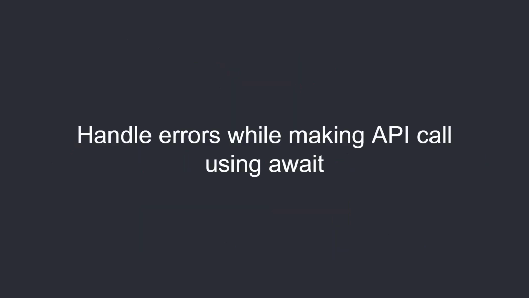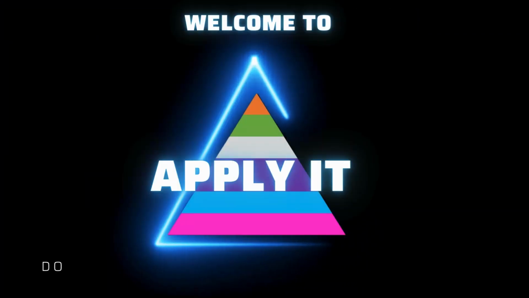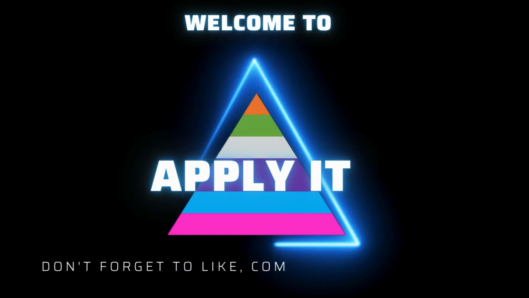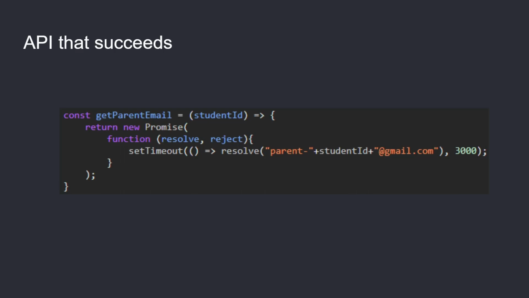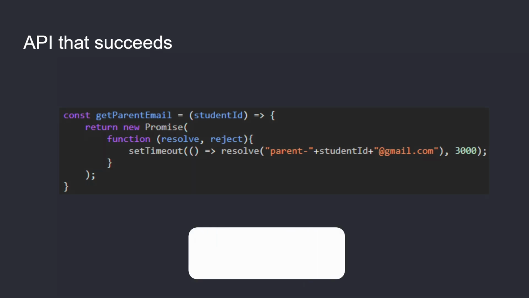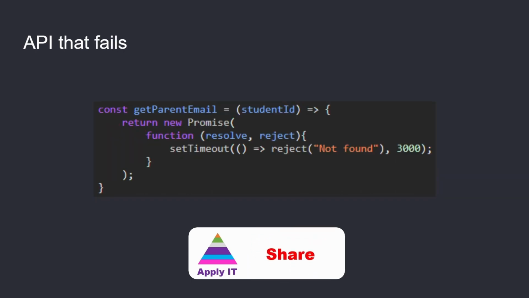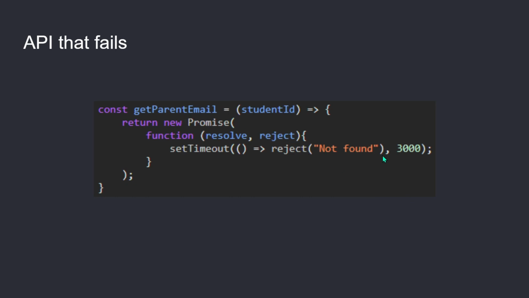So let's jump into today's topic, handling errors while making an API call using the await keyword. In our previous video, we created two API functions. One is get parent email and the second is send email. So this API is succeeding by returning a resolved promise. Now to demonstrate how to handle errors, we need to simulate this API returning a rejected promise. For that we write a call to reject here. So this get parent email will return a rejected promise after 3 seconds.